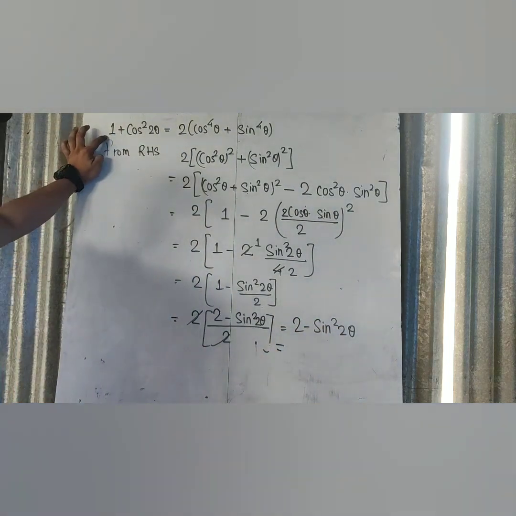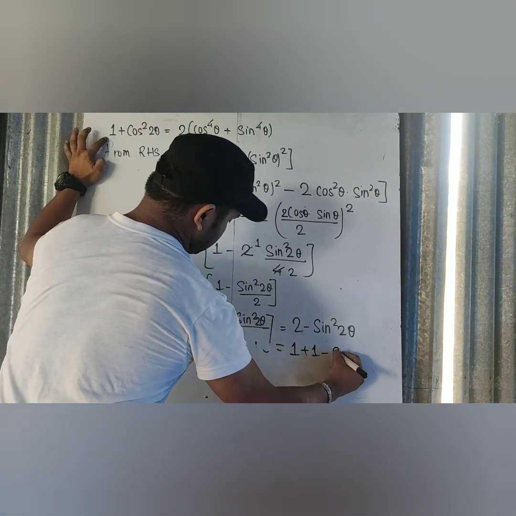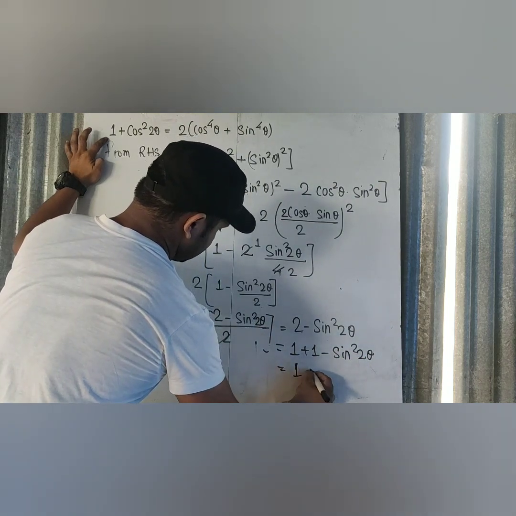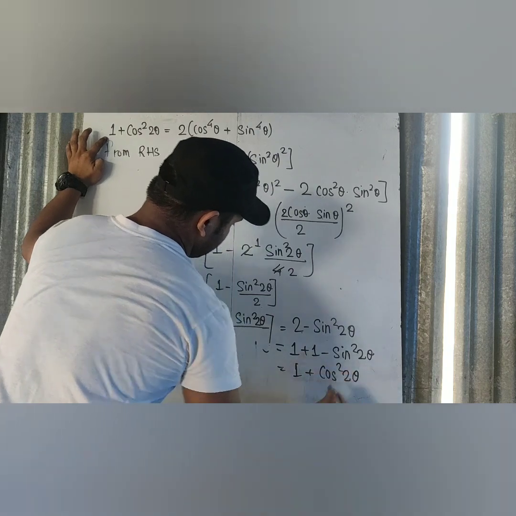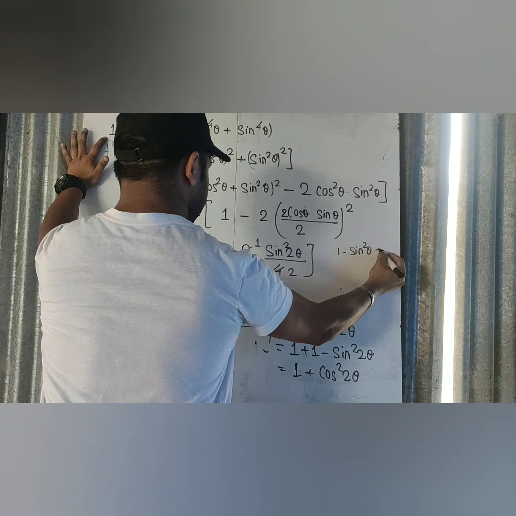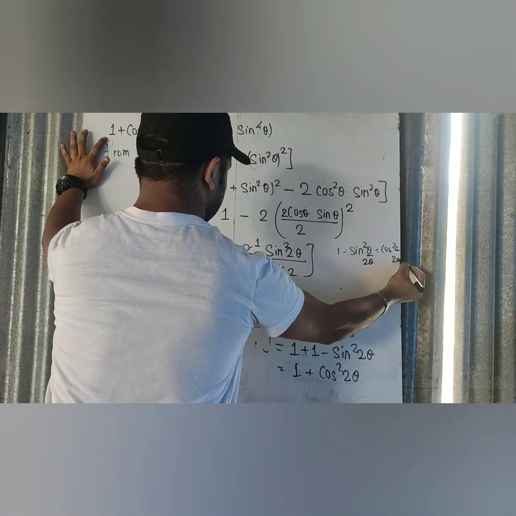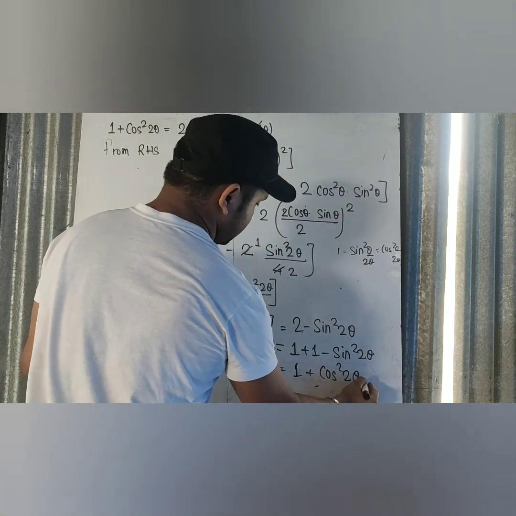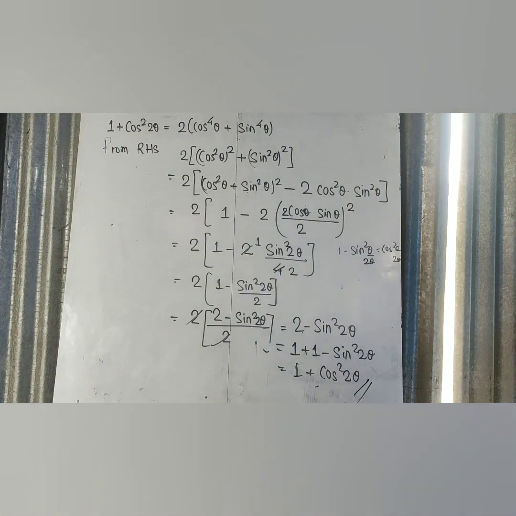Now we try to compare this to the RHS. So this 2 can be split into 1 plus 1. 1 as it is. 1 minus sin square 2 theta is cos square 2 theta. We have derived the formula in the earlier classes: 1 minus sin square theta is cos square theta. So here in place of theta, if you have 2 theta, then you can also write here 2 theta. So 1 minus sin square 2 theta is 1 plus cos square 2 theta. So this is our LHS. So we prove it in this way.